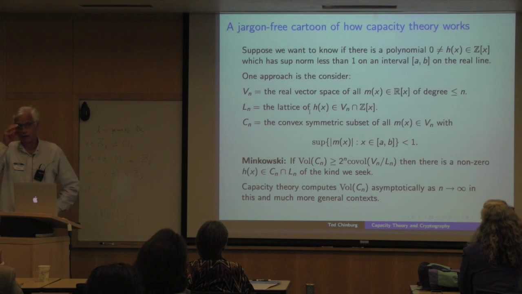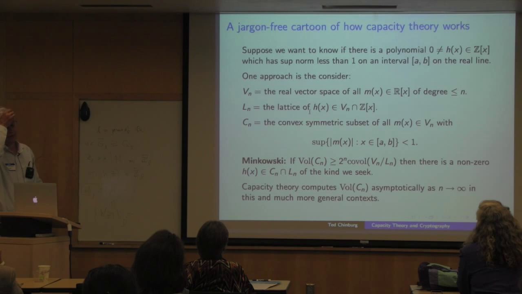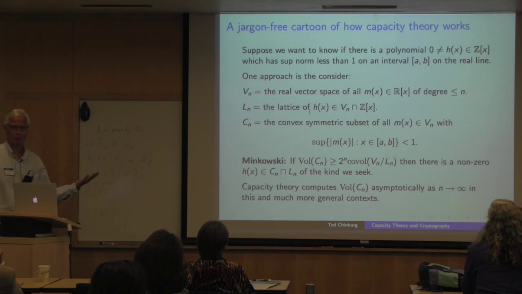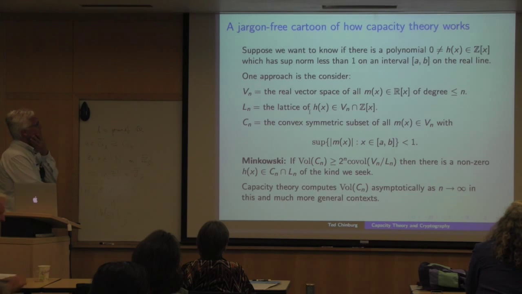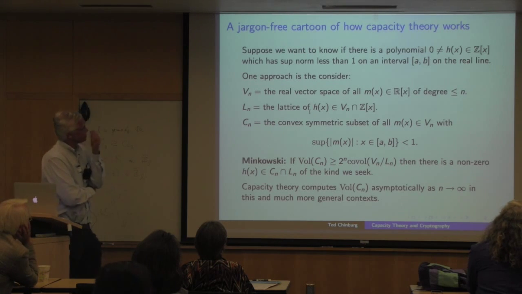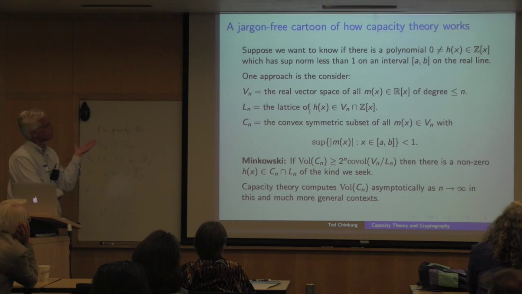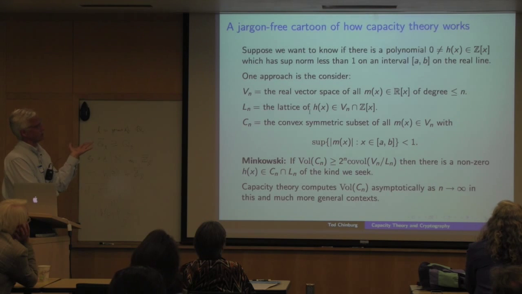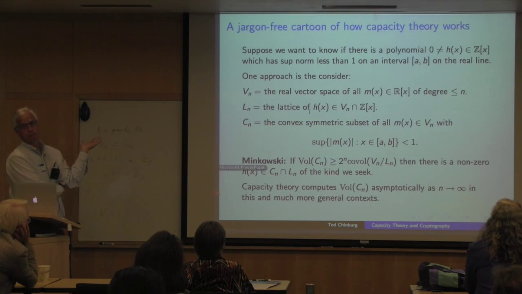Okay, so I decided I would try to do a jargon-free cartoon of how capacity theory works. Because rather than from a cartoon, you can learn so much more from a really complicated technical discussion, right? So this is the best cartoon. And if I were really a cryptographer, I would have some designs up there, but I'm not good enough to do it. The cartoon works like this. Suppose we want to know if there is a polynomial with integer coefficients that has sup norm less than 1 on some interval on the real line.